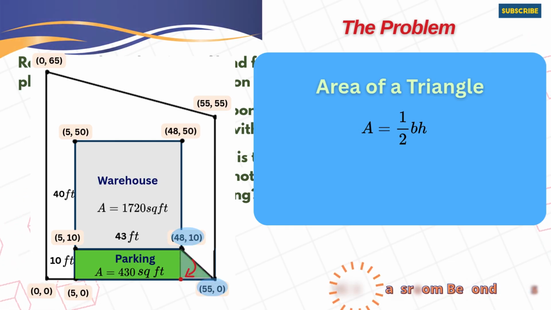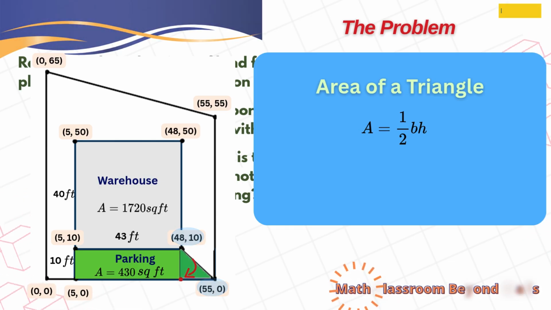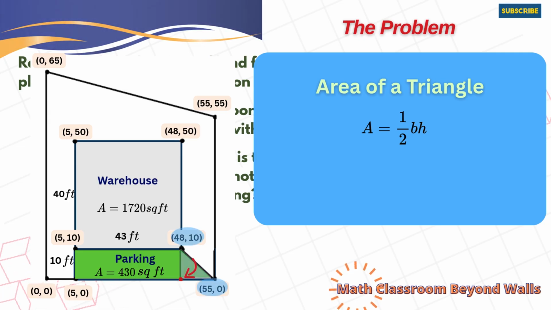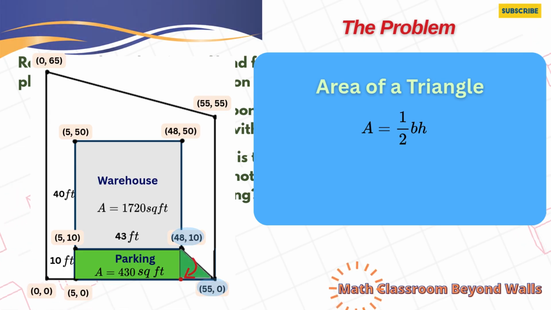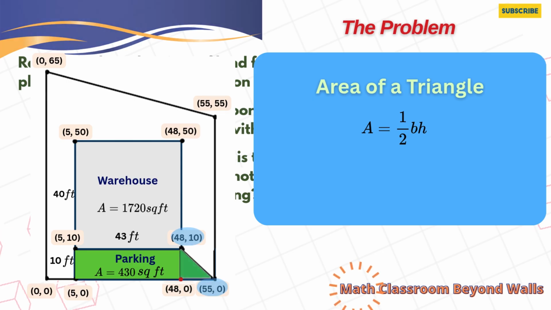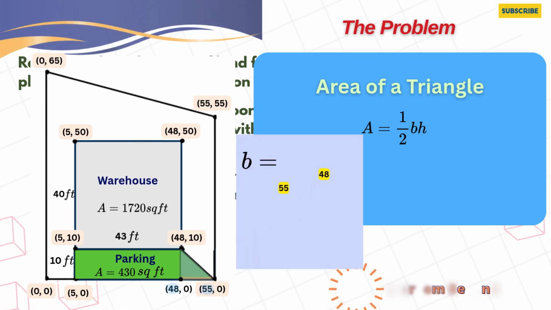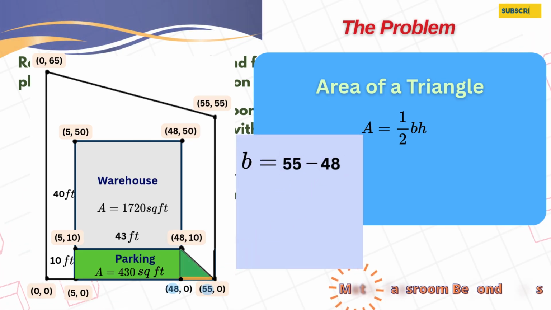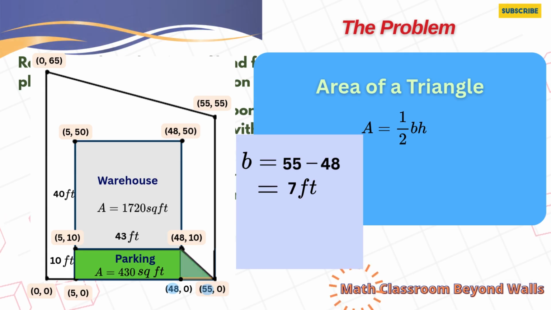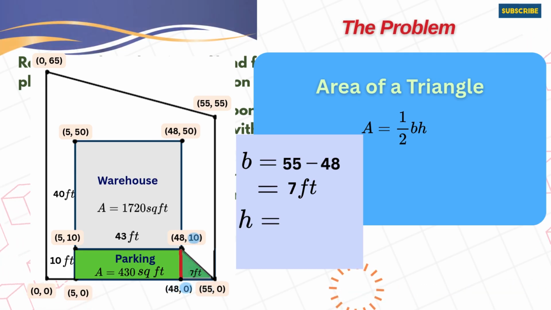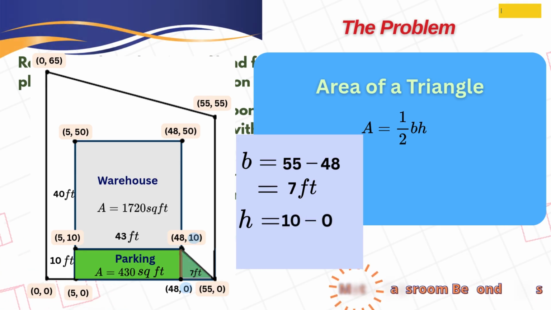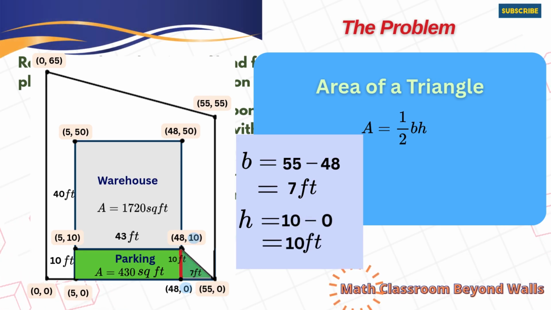The other point needs to be identified, for this is needed in determining the base and the height of the triangle. Now, what are the coordinates of this point? Okay, so the coordinates of the point are 48, 0. 48 for its x coordinate and 0 for its y coordinate. Now, we can get the measure of the base. Thus, it is 55 minus 48. This gives 7 feet. Finding for the height gives us 10 minus 0, and this is 10 feet.